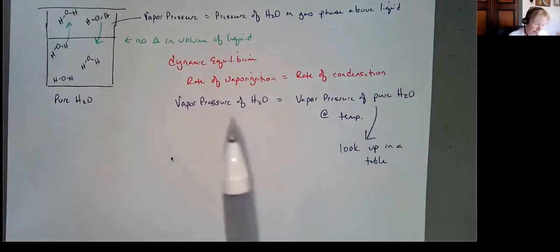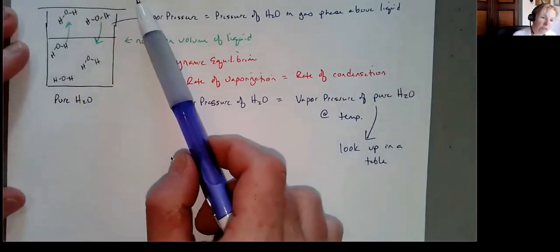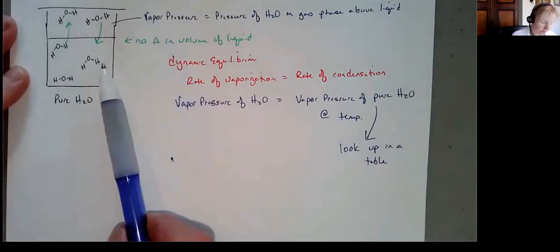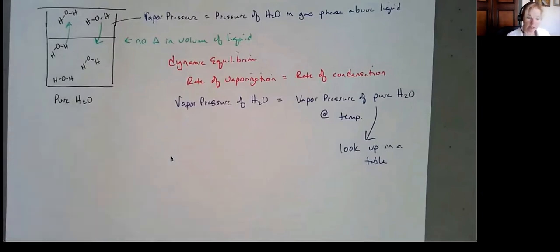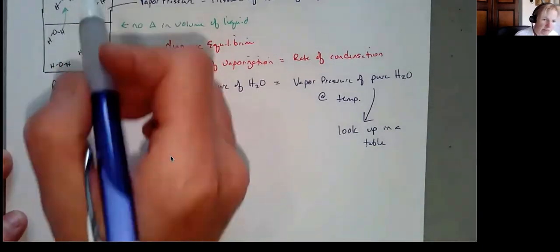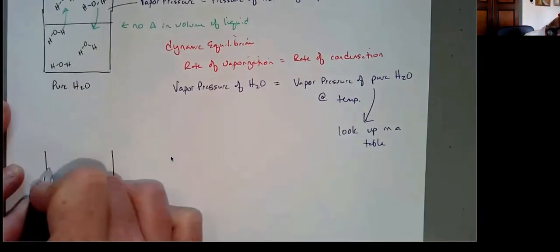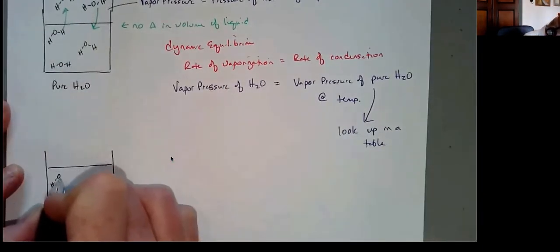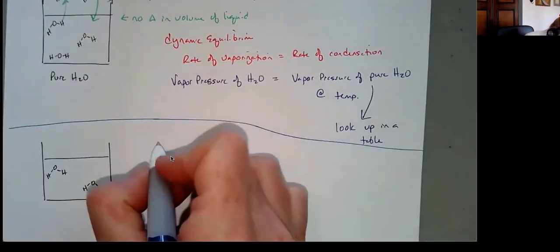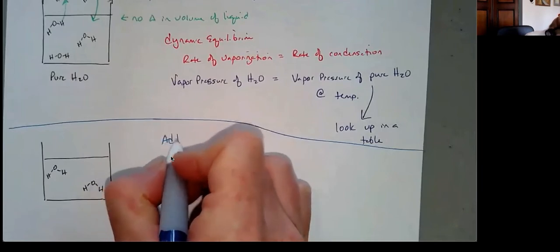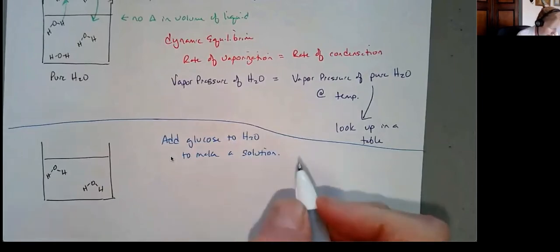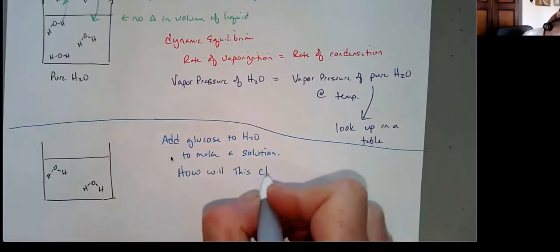But what if this was open to the atmosphere, and what if I had a solute in here? So now I have not pure water, but I have a solution of water. So let's say what happens when I add solute. So I'm going to take the lid off of this. Now I'm going to have a solution. I'm going to have water in here still, but now I'm going to add in glucose. So I don't have this pure scenario anymore. I'm going to add glucose to my water to make a solution. And I want to look at how this is going to change the vapor pressure.